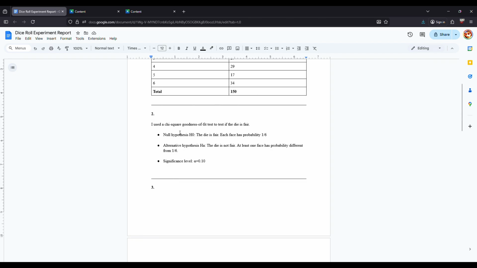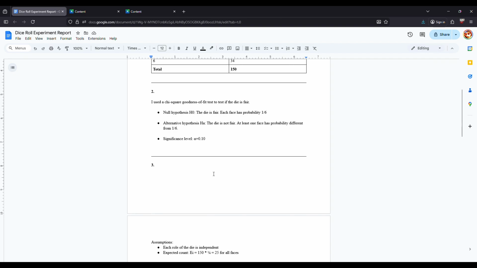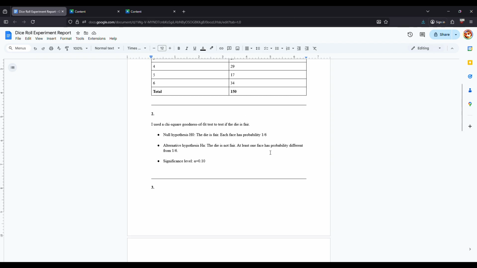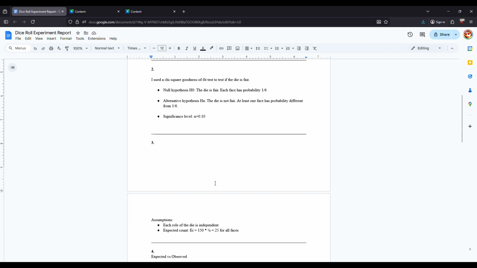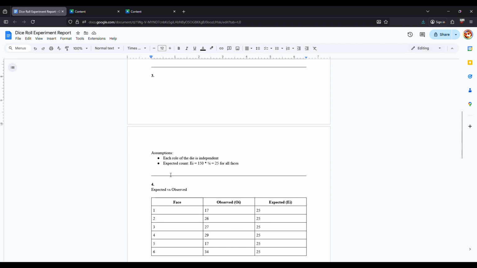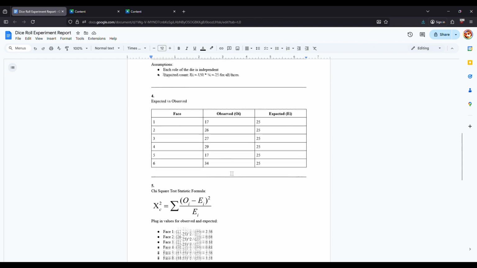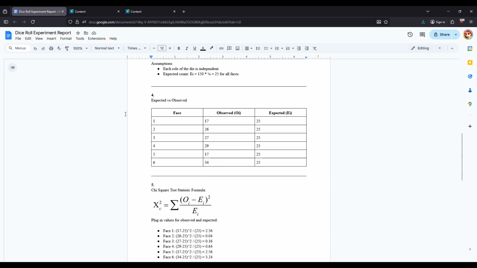So we want to see how close each one got to that. The chi-square goodness of fit test is to test if the die is fair. The null hypothesis is the die is fair, and the alternative hypothesis is the die is not fair, and at least one of the faces has a probability that's different from 1/6. The significance level is alpha equals 0.1. Our assumption is that each roll of the die is independent. Our expected count is 25. So you can see how this differs, the 17 versus 25, 26 over 25.